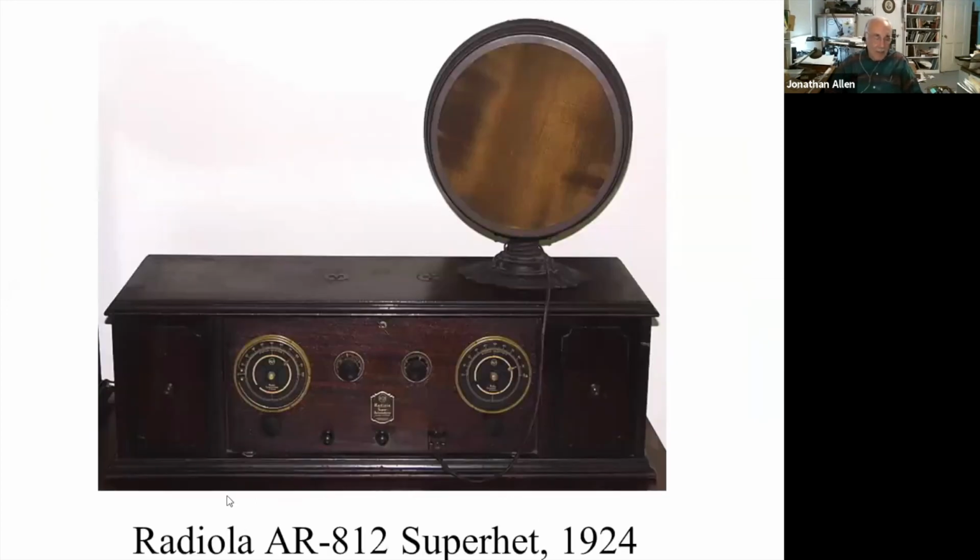Anyway, here, the first superhet that RCA introduced was the AR812. And at that time, they did not gang together the RF amplifier and mixer and local oscillator. You had to tune them separately with these knobs here. And this loudspeaker was sitting on top of it.